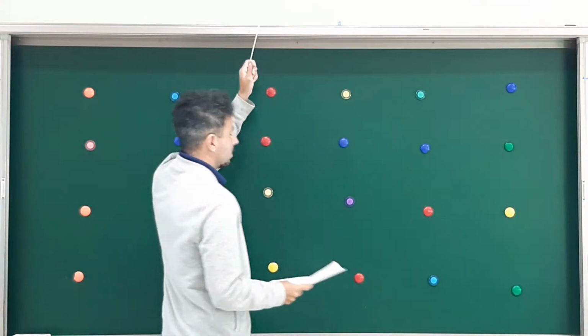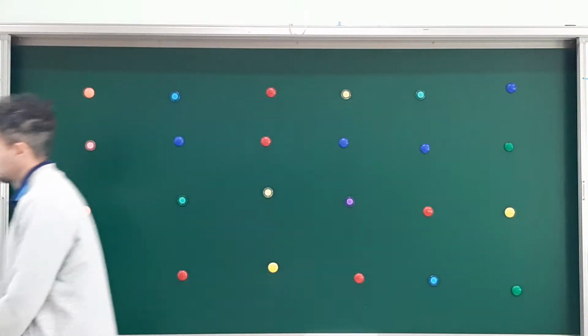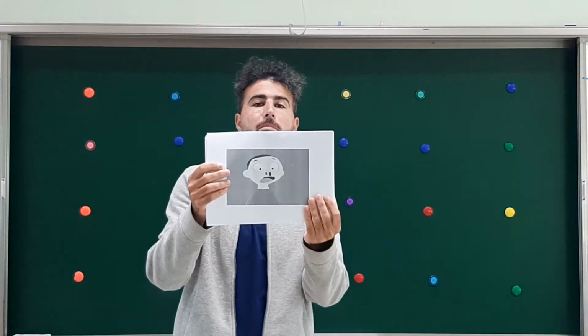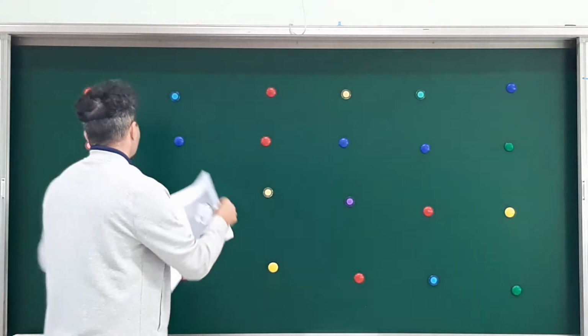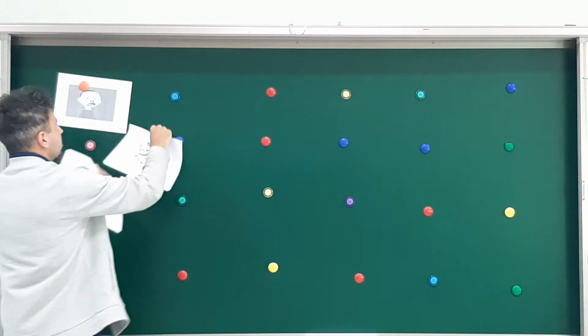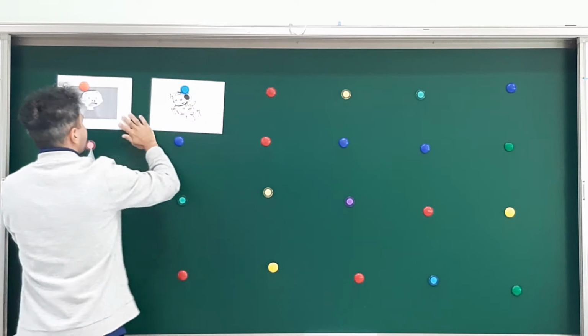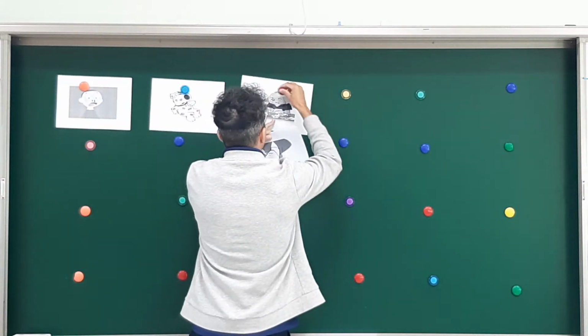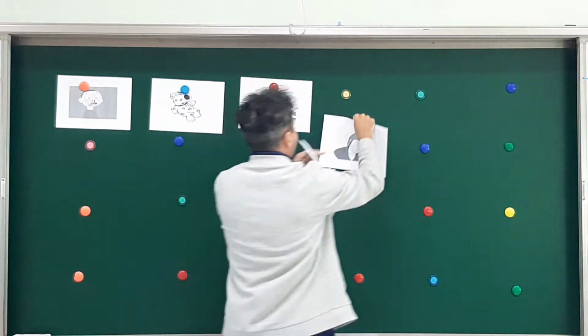Okay, well done. Next, we are going to match word and picture on the board. Let's go. So here's our words. And here's our pictures. What about this one? Nosebleed. Let's put them on first. Nosebleed. And bruise. And runny nose. Headache.